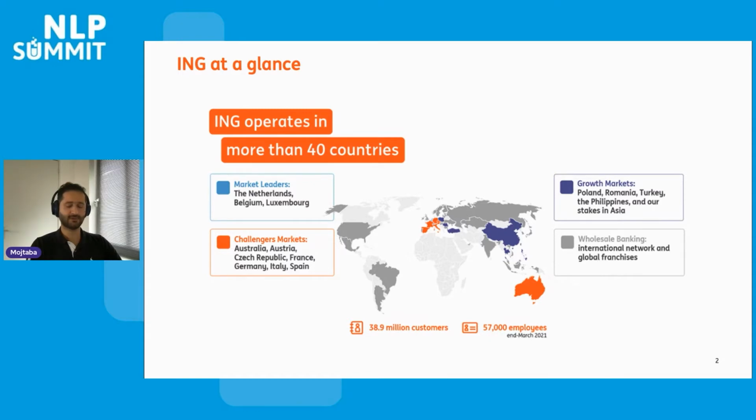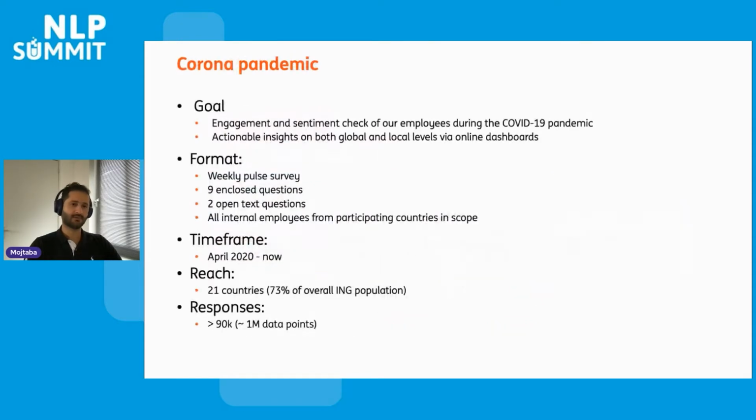So last year, when we were hit by Corona, all the employees were forced to go home and work from home. And one of the challenges from senior managers was: how can we measure the engagement of our employees, how can we find what their problems are, and how can we solve their problems?